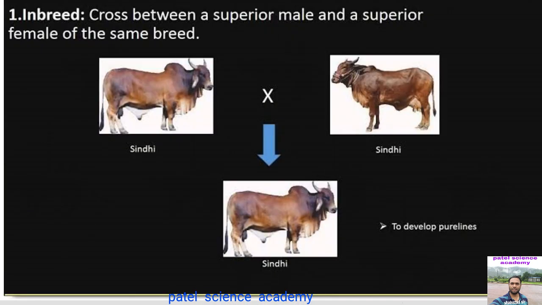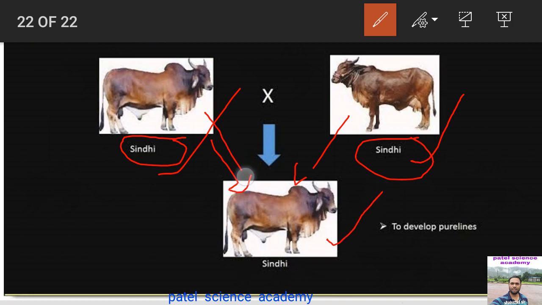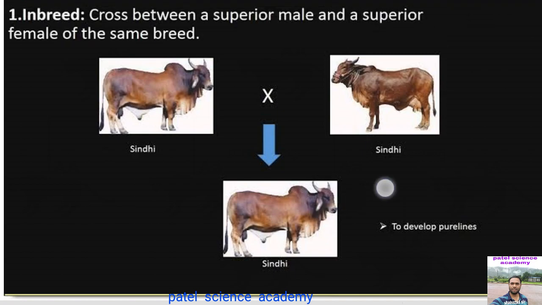So, the inbred cross, you can see one more time: the cross between the superior male and the superior female of the same breed. You can see here, this is the superior male, this is the superior female from the Sindhi breed of India, and this gives the next progeny which has the qualities of both the superior male and female, and now this is called superior progeny as pure lines. So these pure lines are always greater in character than the normal progeny. So this is the benefit of inbreeding.